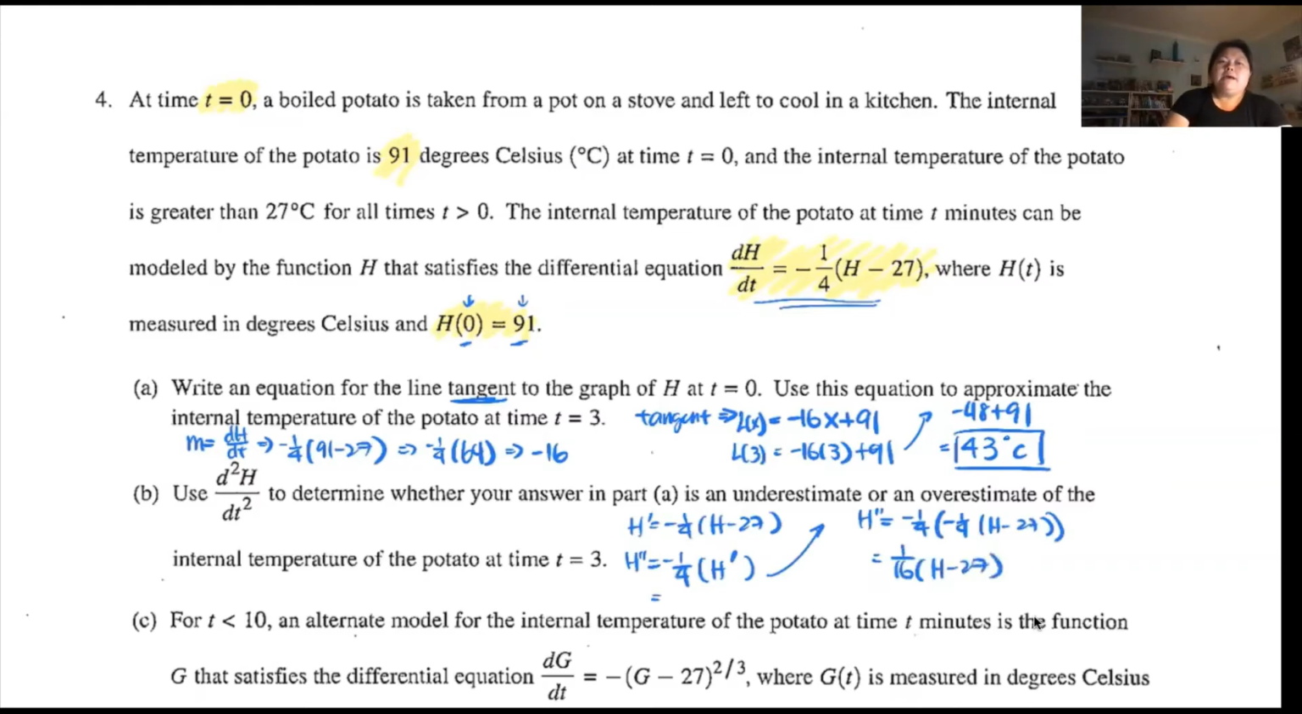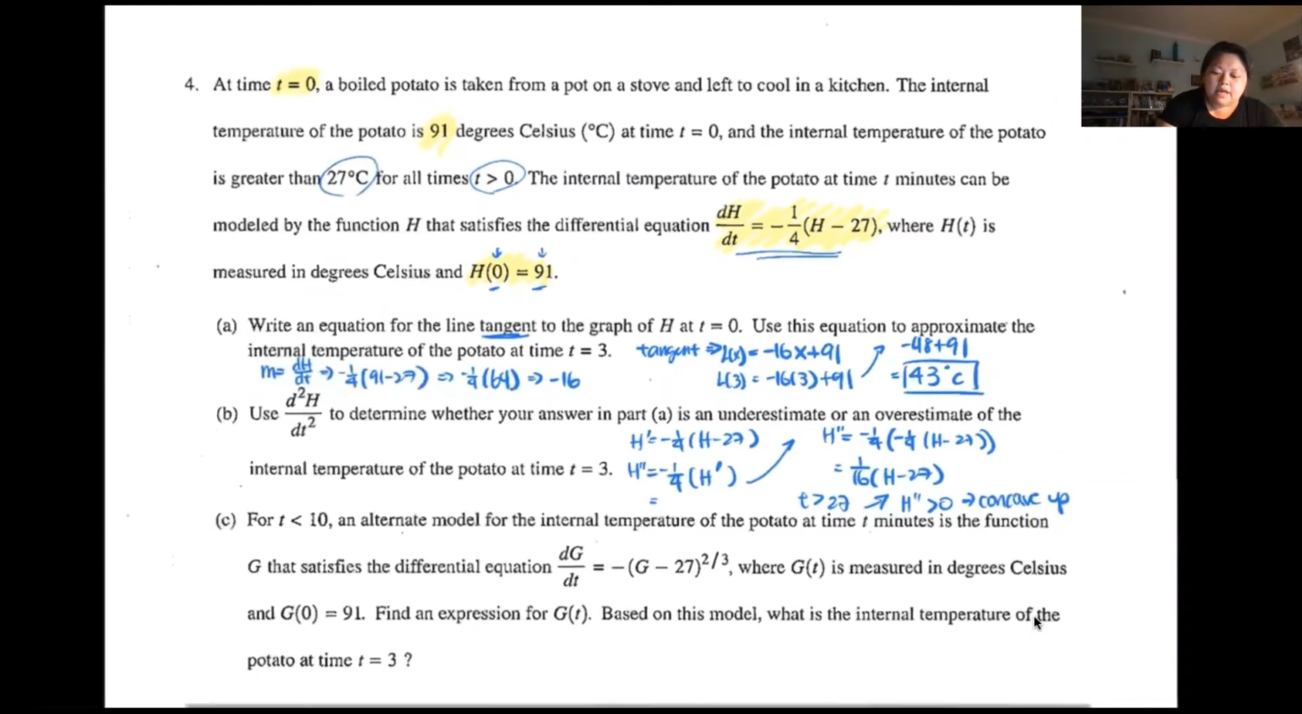Okay, so think about it. At t greater than 0, at any time after this, your temperature is always greater than 27. So remember, your temperature is always greater than 27. So no matter what I plug in there, it's always going to be positive, right? So any number bigger than 27 minus 27 is going to be a positive number. Multiplied by positive 1/16, this is going to be positive. So h double prime is always positive, therefore concave up.